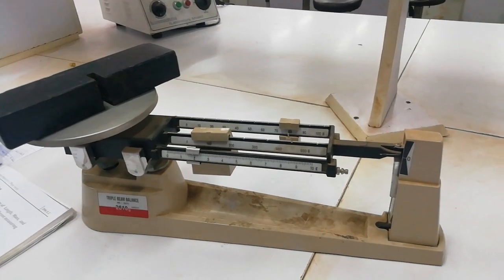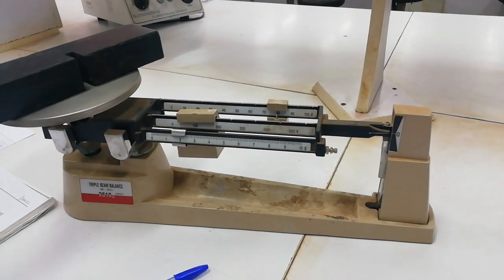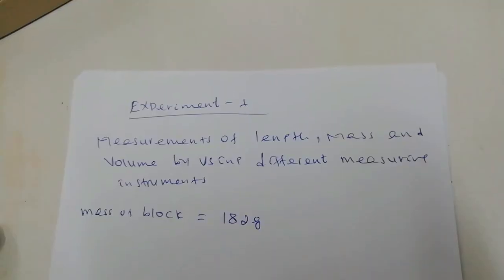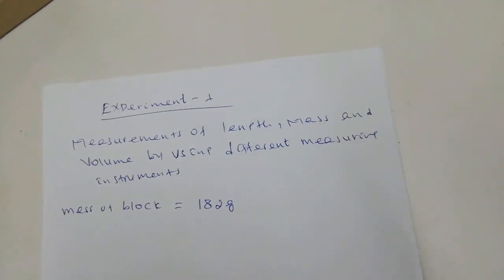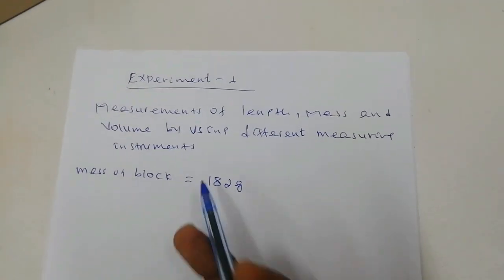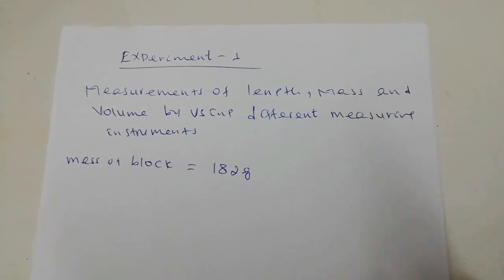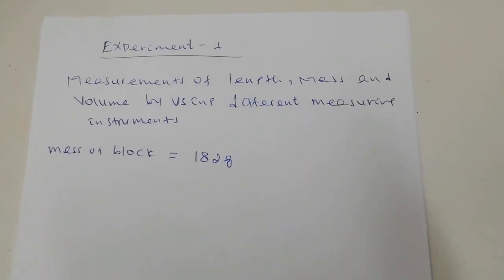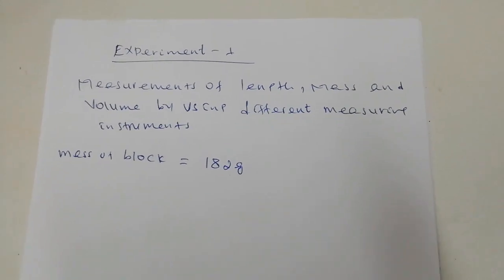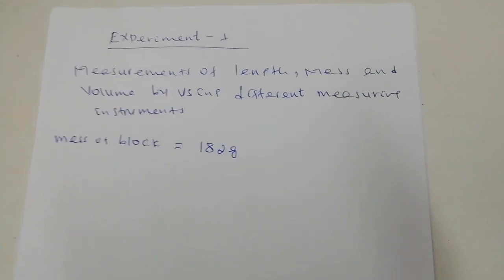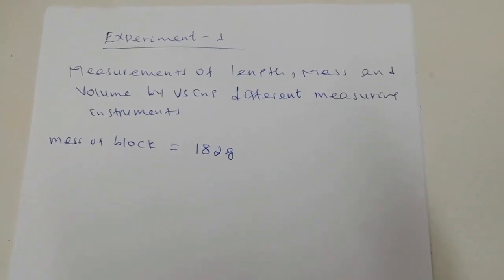If you have an electronic balance, it works on electric charge. The triple beam balance is analog, and we also have the digital one. We measure the mass of an object like this, and the mass is indicated as 182 grams. We will change it to kilograms when we calculate the volume and the density. This is how to measure the mass of an object using the triple beam balance.